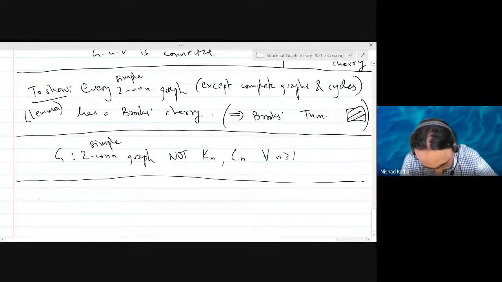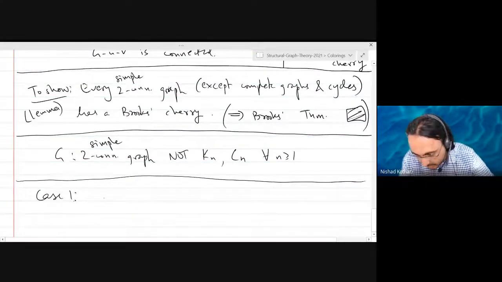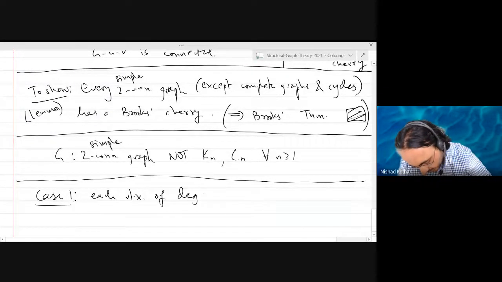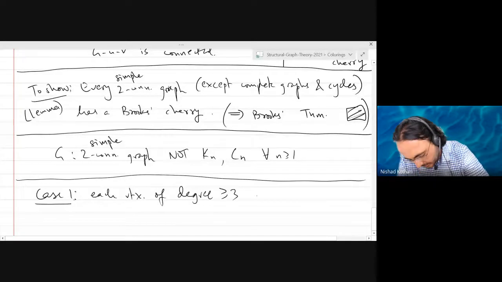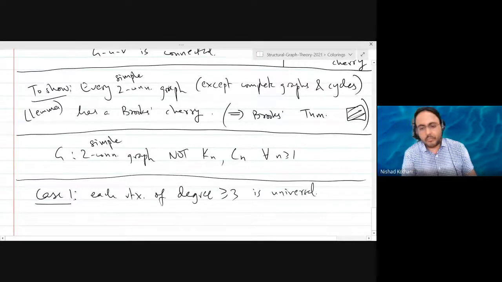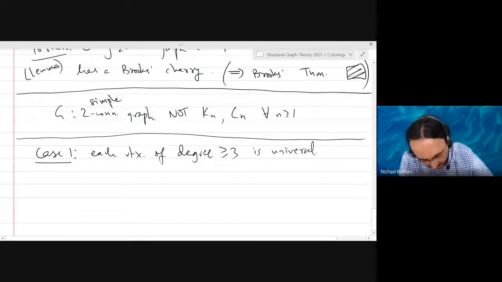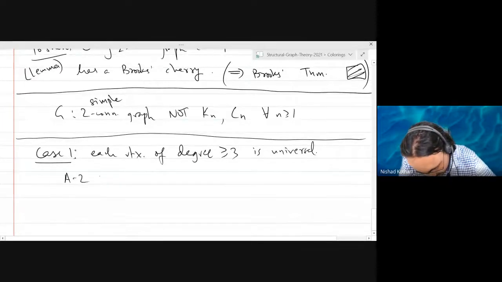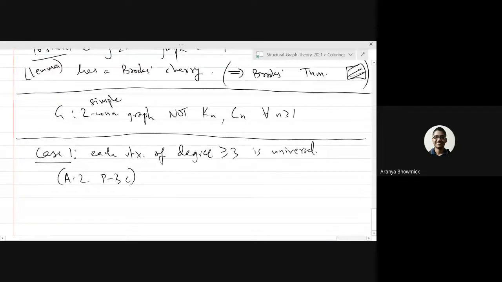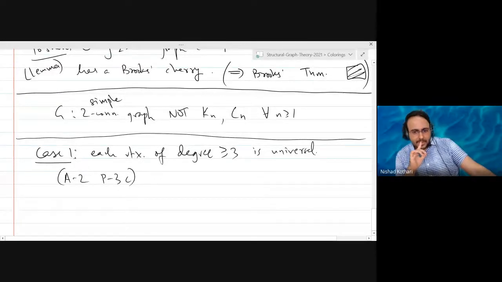So case 1: each vertex of degree at least 3 is universal. This is from assignment 2, problem 3, part C. So here we are taking help of assignment problems.